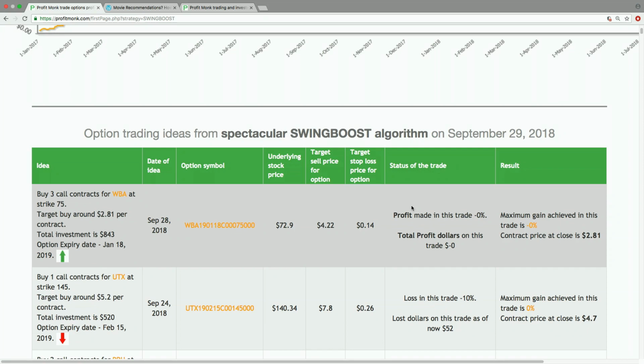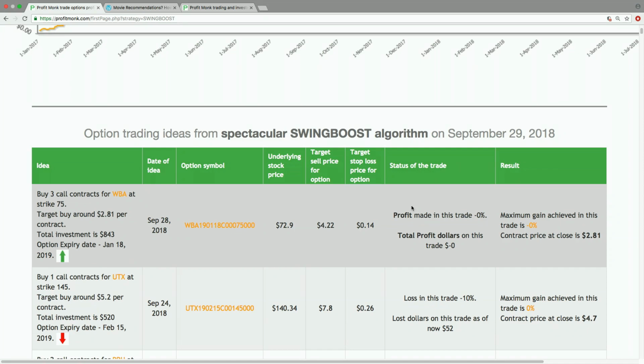It said buy 3 call contracts for this ticker, WBA. What's that? This is Walgreens Boots. Okay. At this strike, 75. The target buy is about 280. The total investment is 843 because the limit is 1,000, so that's why I'm limiting it there. The expiry target is a contract, January 18, 2019. So this is where you get the information on your buy side.